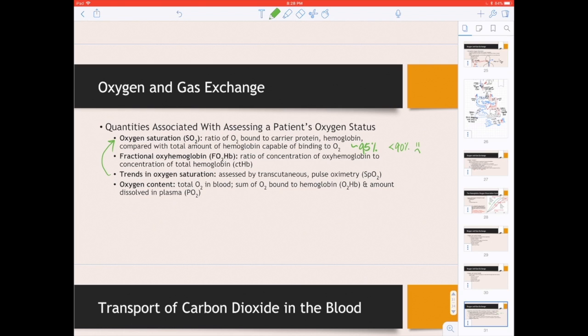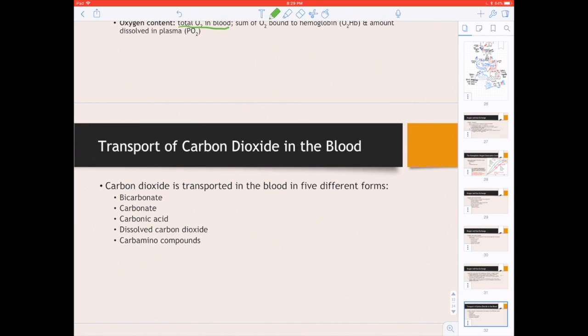And then finally, oxygen content is the total amount of oxygen in the blood. So we're talking the sum of oxygen bound to hemoglobin in addition to the amount of oxygen that is dissolved in the plasma, because there's always going to be a certain amount dissolved in the plasma. So in this case, we are looking at the total amount of oxygen in the blood, not just that bound to hemoglobin.